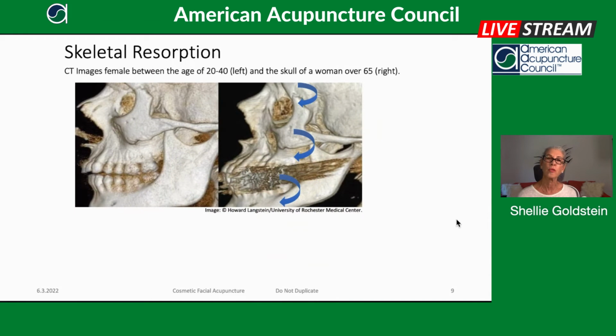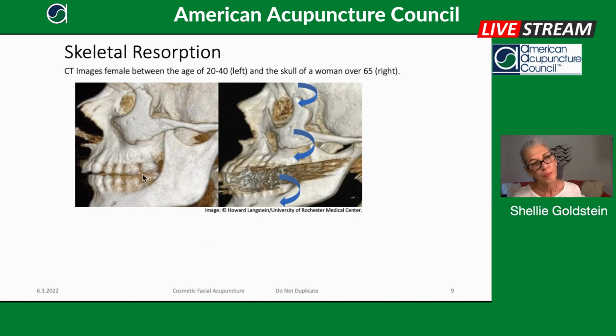Let's look at what happens with bone first. As we age, bone resorbs, which means that it starts to break down. And it breaks down from the openings that exist. So for example, the eyes get a little bit wider. The eye socket gets wider. This is a CT image of two females. The one on the left is between 20 and 40. The one on the right is over 65.